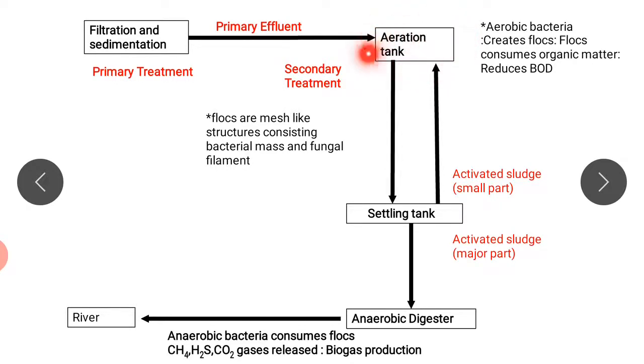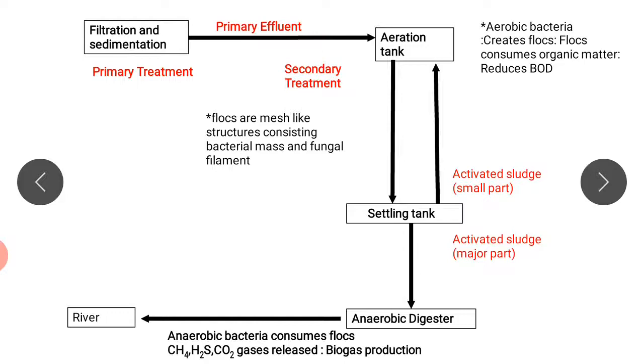There is a provision of air circulation, additional air is circulated in the aeration tank where aerobic bacteria are present. What they do is create flocks. Flocks are mesh-like structures which consist of bacterial mass and fungal filaments. Then that impure water is allowed to go to the settling tank, where the complete mass is allowed to settle, and whatever heavy solid is generated at the bottom is known as activated sludge.